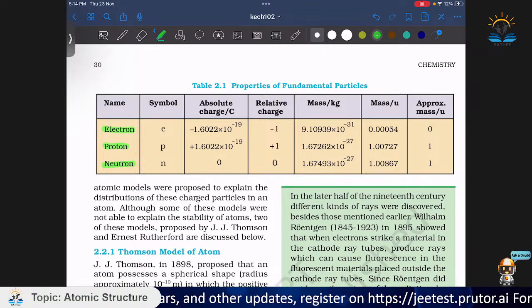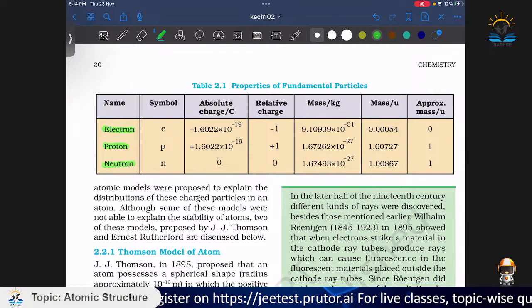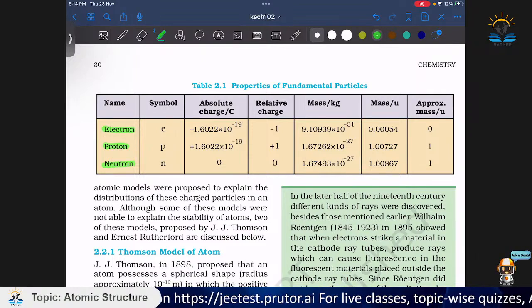Masses of these particles differ. Electron is 9 into 10 to the power minus 31 kilogram. Proton is 1.67 into 10 to the power minus 27 kilogram. Neutron is almost the same as a proton, a little bit heavier.